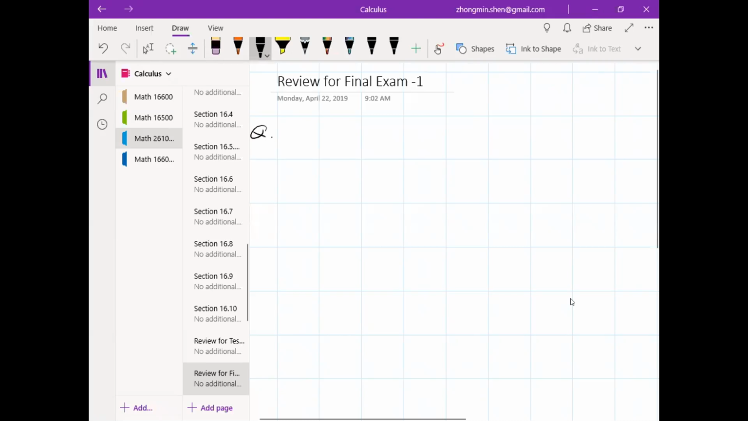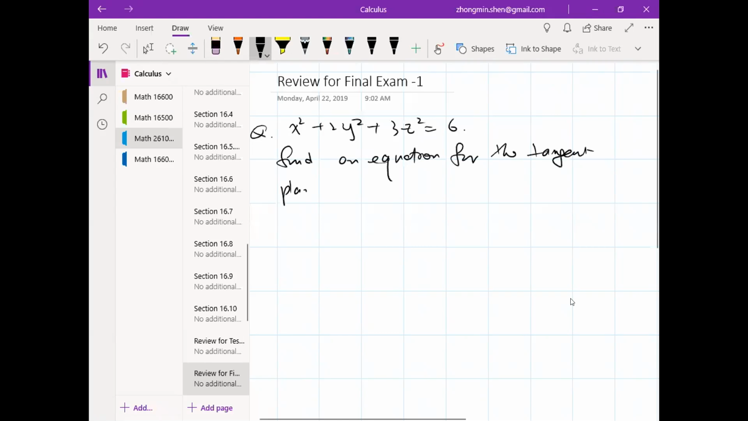We want to find the equation tangent to the point. Okay, find the tangent plane. So this is: find the equation for the tangent plane to the surface at the point 1, 1, 1. So first, make sure this is a point on the surface.